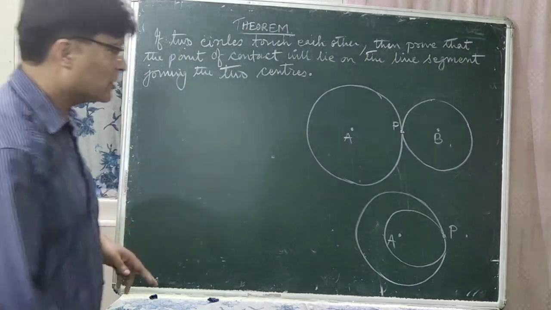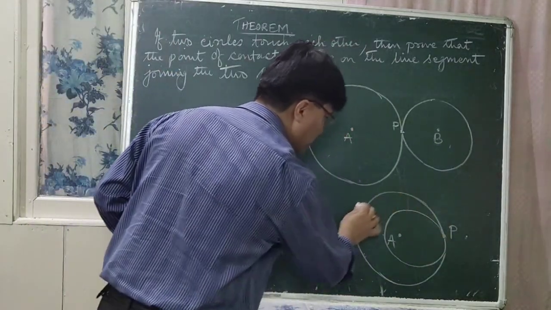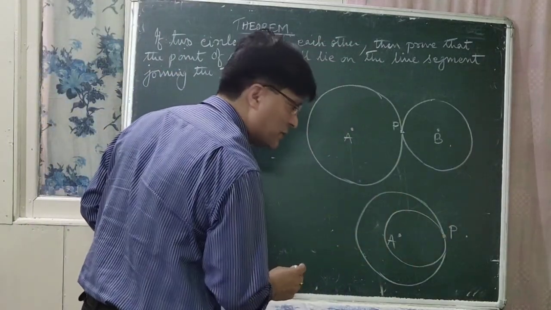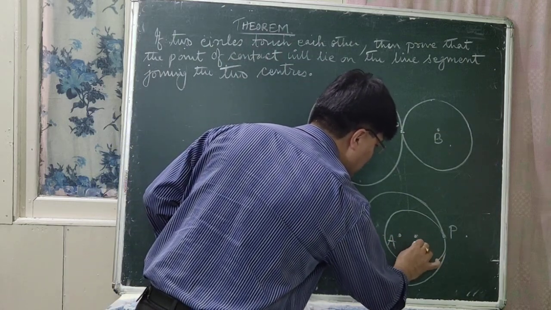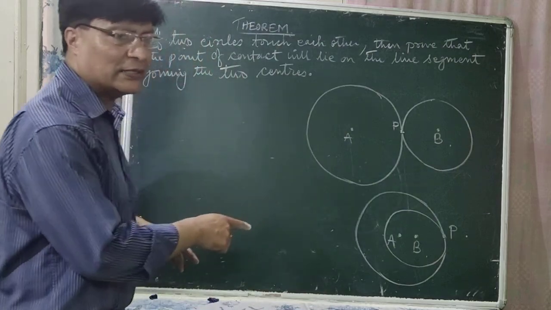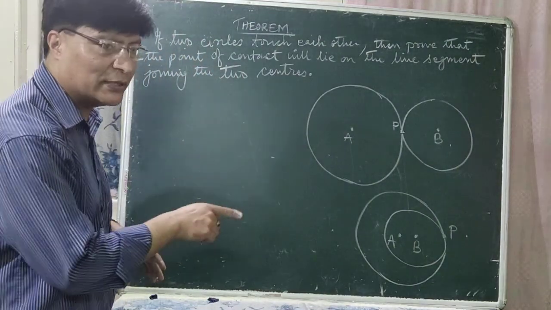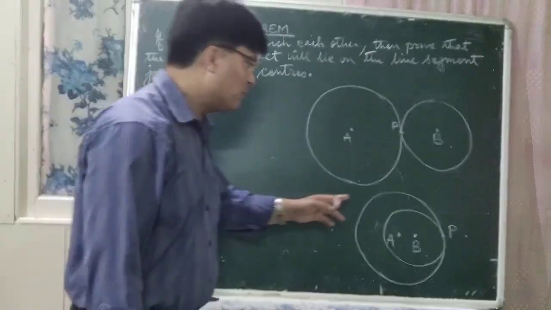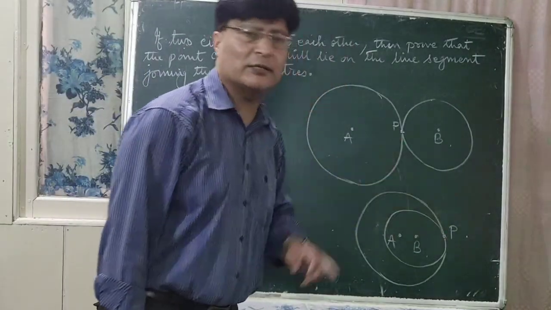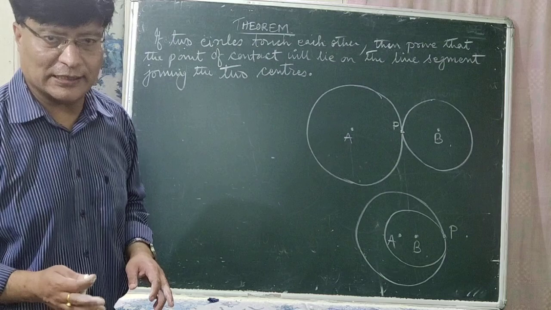Both the circles, suppose this is the first circle whose center is A, that is a bigger circle, and for this smaller circle, suppose the center is B. A is the center of the bigger circle and B is the center of the smaller circle. Okay? And both the circles are touching each other at the point P internally.